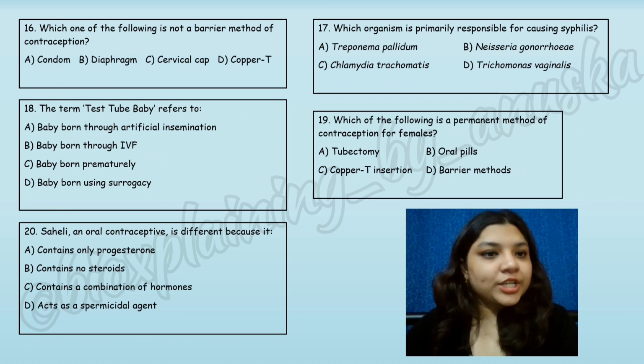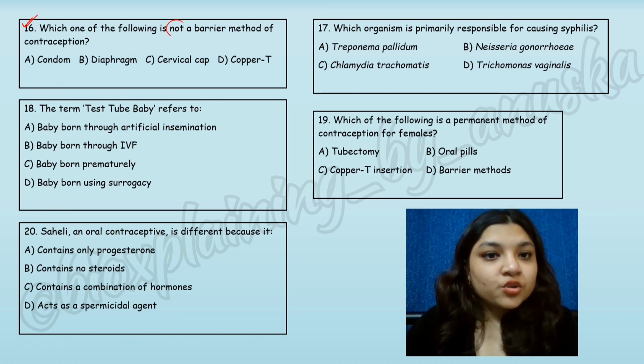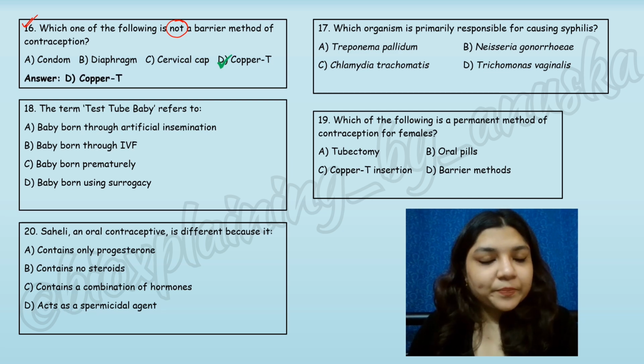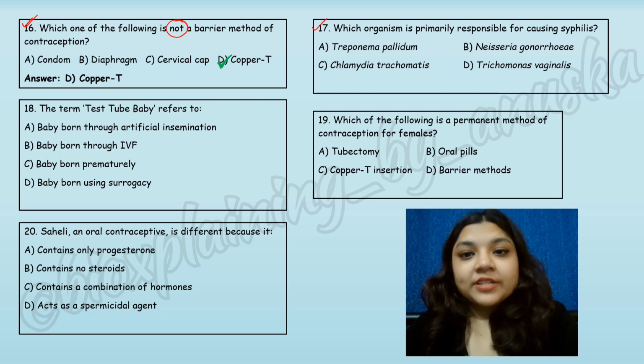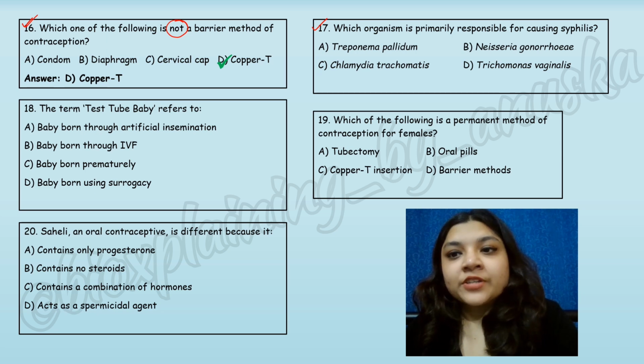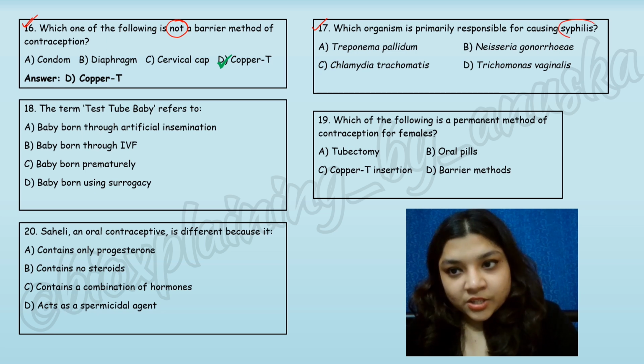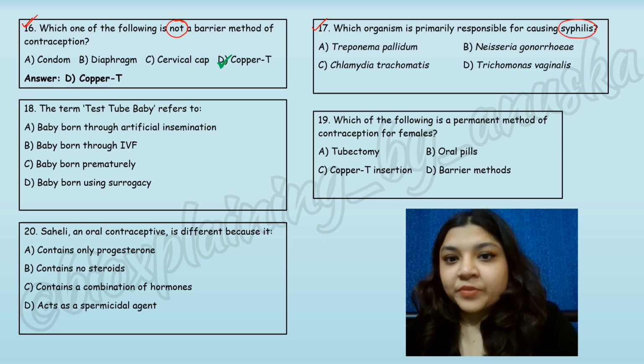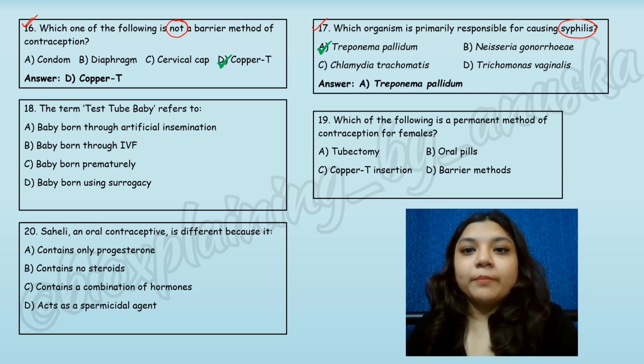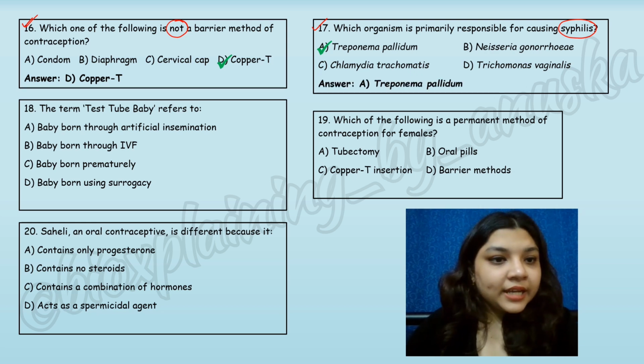Okay, time to check the answers. Question 16. Which of the following is not a barrier method of contraception? This is easy. Copper T. Okay. 17. Which organism is primarily responsible for causing syphilis? This is Treponema pallidum. Then 18.